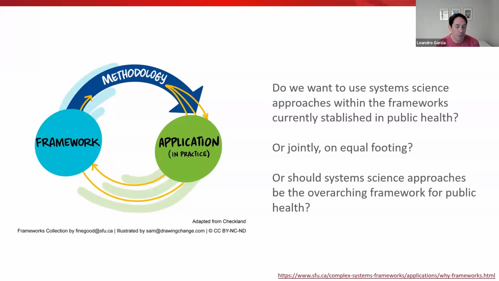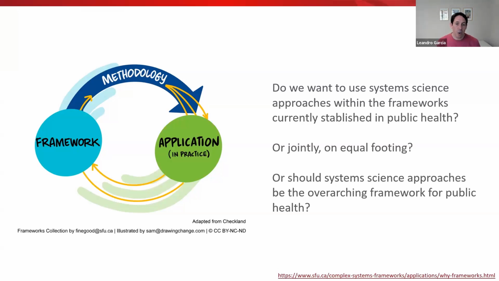Do we want to use system science approaches within the frameworks currently established in public health, as one more tool that helps us, or perhaps tweaks our frameworks and approaches on how we do public health nowadays? Do we want system science to be on the same footing as all other frameworks that are dominating public health practice and research nowadays, or do we want to go even further and say system science approaches is an overarching framework for how we do public health, and the other frameworks and other ways of doing things are within this wider, perhaps overarching framework that is systems oriented?